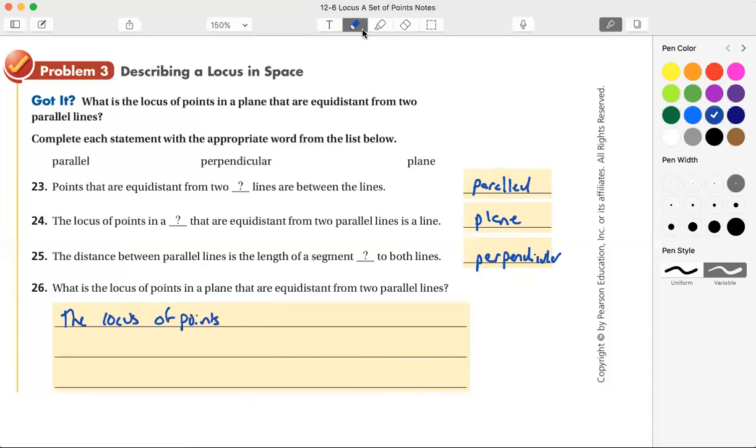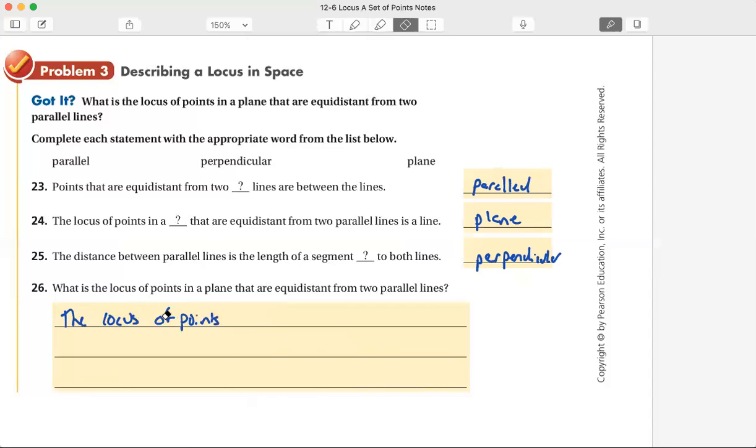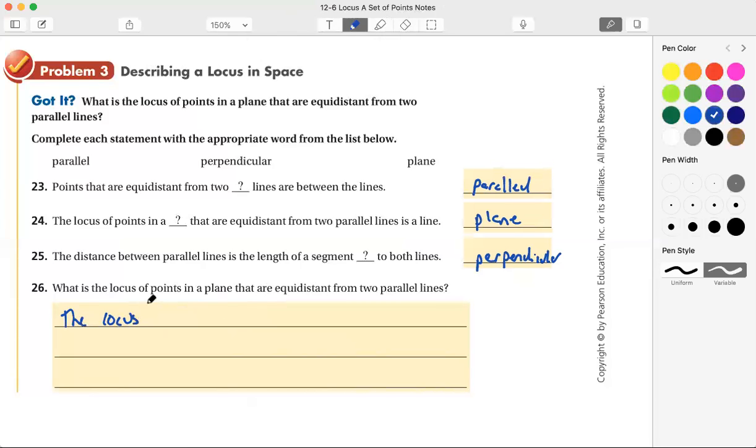Let me start over here. That's true, but let's get a little bit cleaner up here. The locus is a line parallel to the given lines and halfway between them.